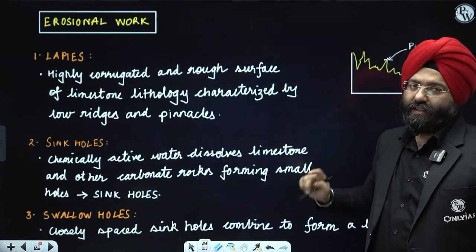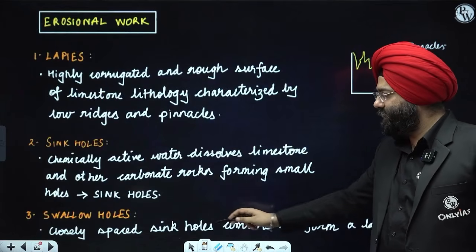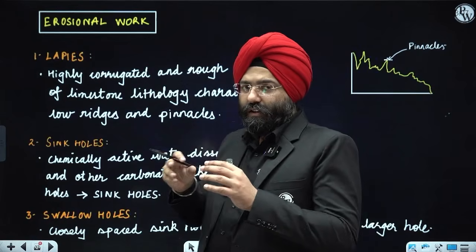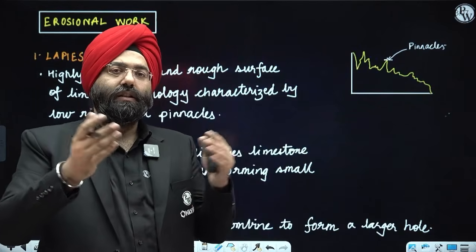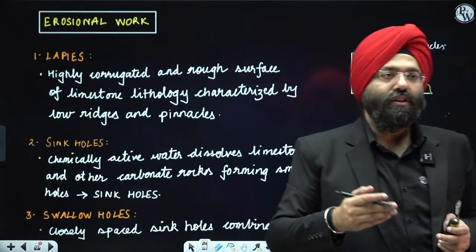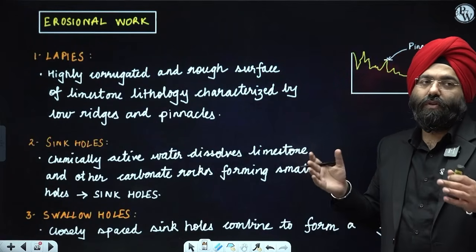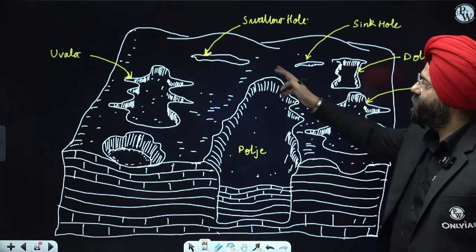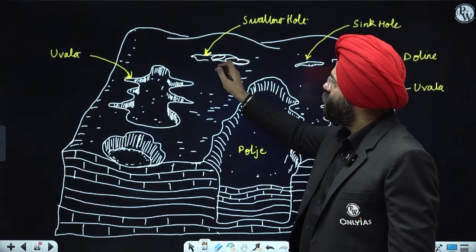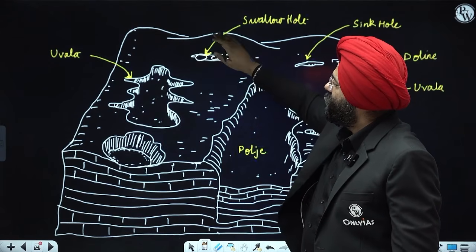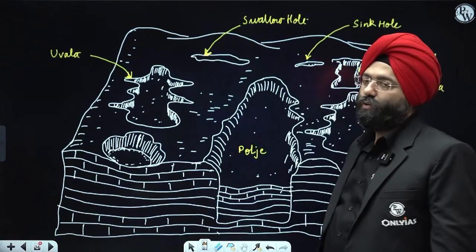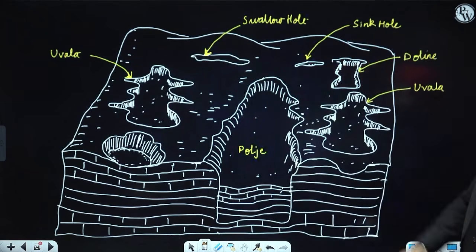Now, after the sinkhole, there's the concept of swallow holes. Closely spaced sinkholes combine to form a larger hole. If a few sinkholes are together, they combine to form a larger hole. So it is the outcome of the combination of a lot of sinkholes that leads to a larger hole, which is known as a swallow hole. Possibly there would have been one sinkhole here, one here, one here, and together they combined and a larger hole was created, which is known as a swallow hole. Clear?